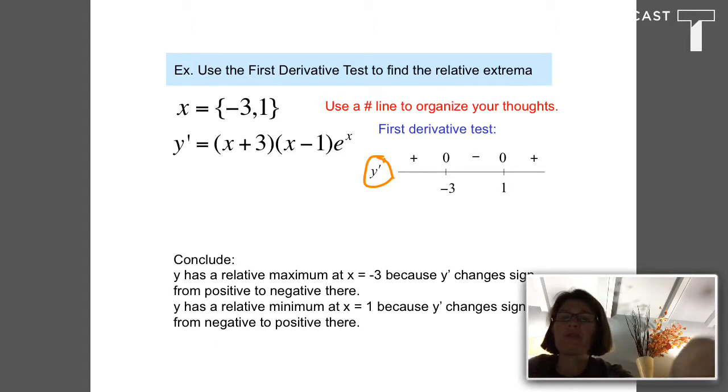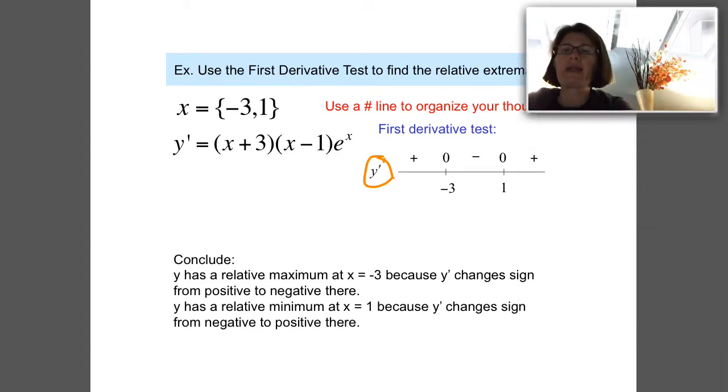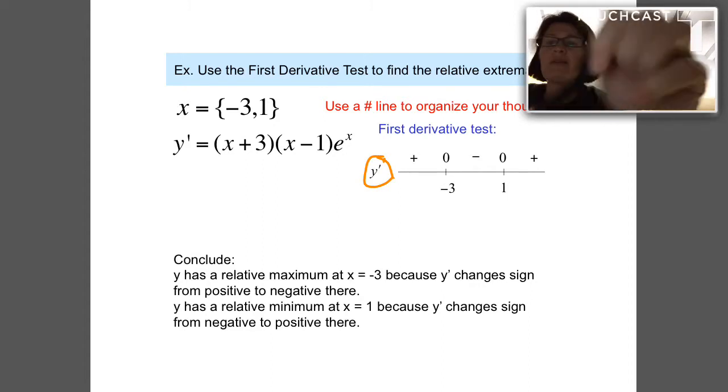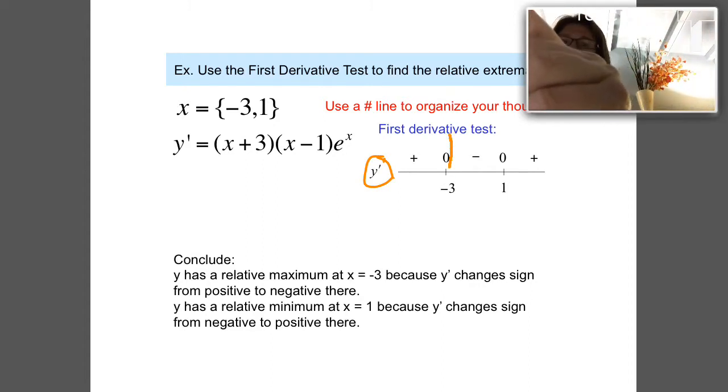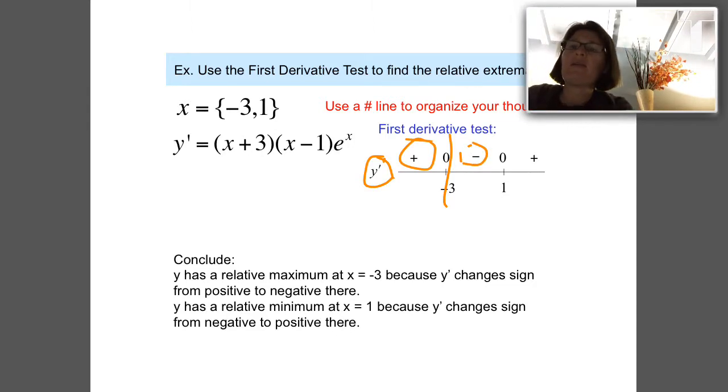So here's my conclusion. Y is a relative maximum at x equals -3 because y prime changes sign from positive to negative there. And you can see at -3, y prime was positive and now becomes negative. And similarly, y has a relative minimum at x equals 1 because y prime changes sign from negative to positive there.